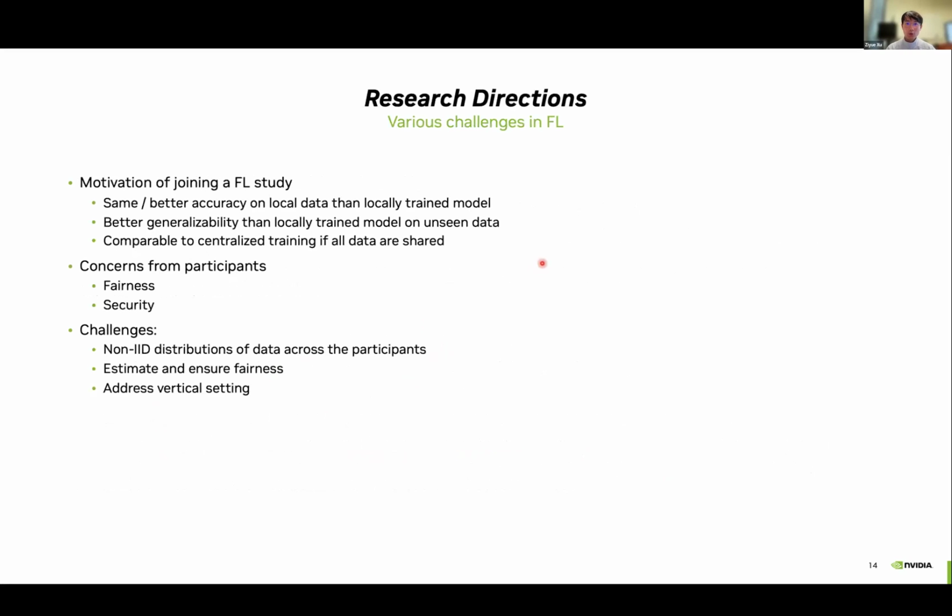Talking about research in the federated learning domain, there is various research trying to handle challenges from different angles. For example, what are the motivations for people even to join a federated learning study? People usually expect the same or better accuracy on local data than a locally trained model. And of course, better generalizability than the locally trained model on unseen data. And hopefully, the eventual model will be comparable to centralized training if all data were shared together. Some other concerns from participants are whether the process of federated learning is fair, and whether we satisfy the security constraints. Other challenges involve non-IID distributions, estimating fairness, and addressing the vertical settings.